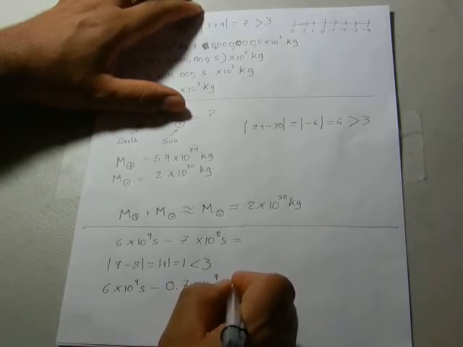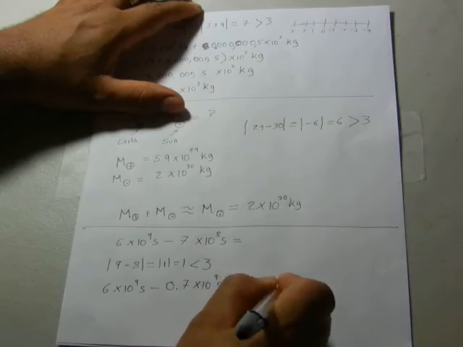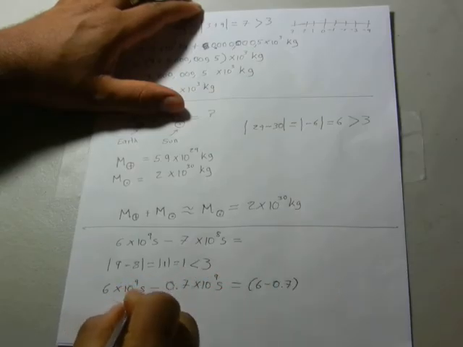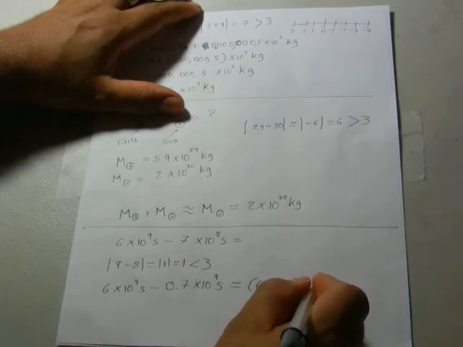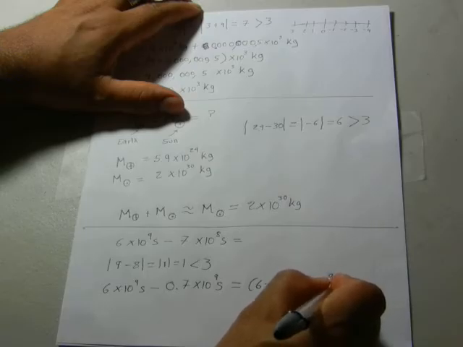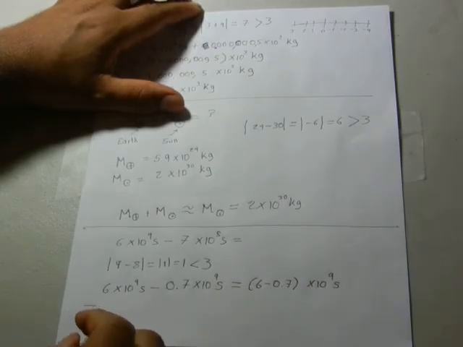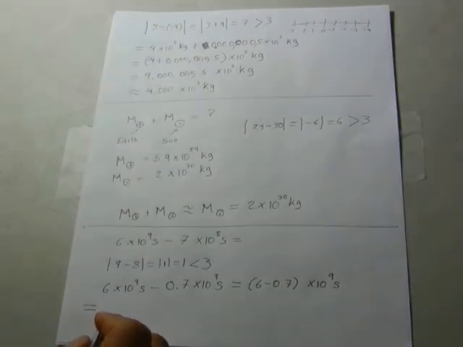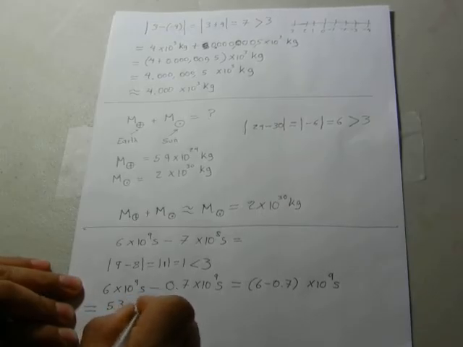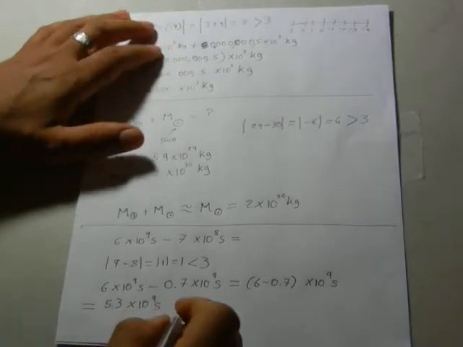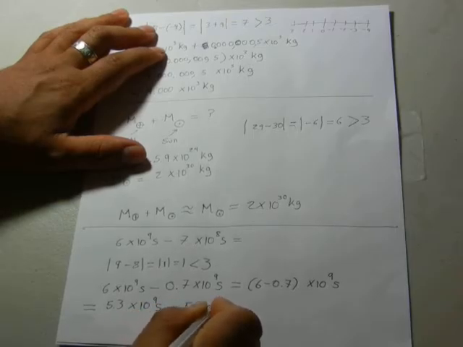These groups basically are going to make 6 minus 0.7, and the group that we have right now with the power of 10 and the units is times 10 to the 9 seconds. At the end, 6 minus 0.7 is going to be 5.3 times 10 to the 9 seconds, and we can express this one like 5.3 nanoseconds.